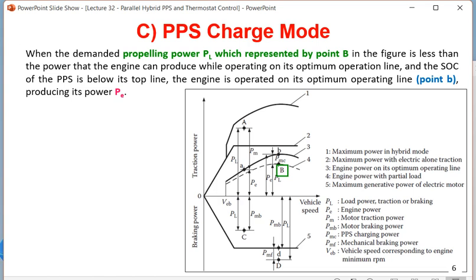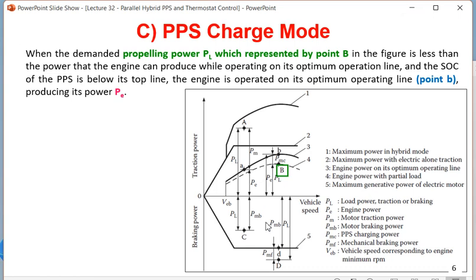So that's why when the load on the vehicle is less, at that time the engine on its own, based on the algorithm, starts putting more charge back into the PPS. Because next time when hybrid vehicle operation comes, the PPS has to supply more power. So that's why the engine knowingly generates more power.